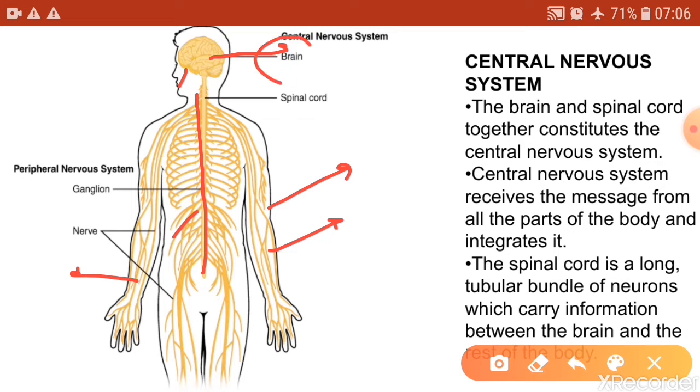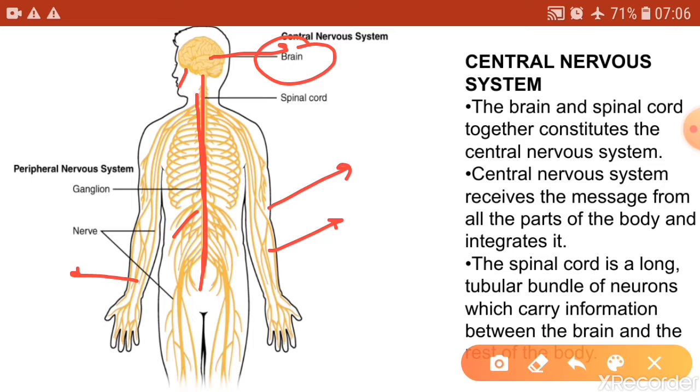Your brain is the highest coordinating center of the body, which integrates all the information that is brought from different parts of the body. Any decision or action taken by the organism, the decision or response, is generated in the brain, right? Whereas the spinal cord is a long tubular bundle of neurons which runs through the vertebral column.